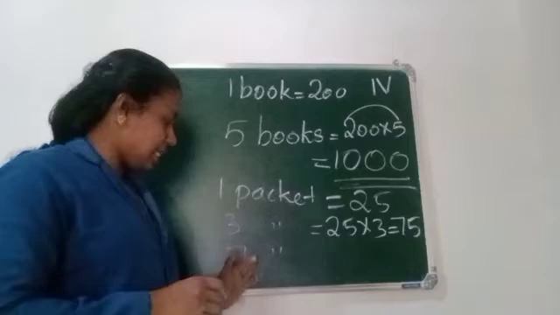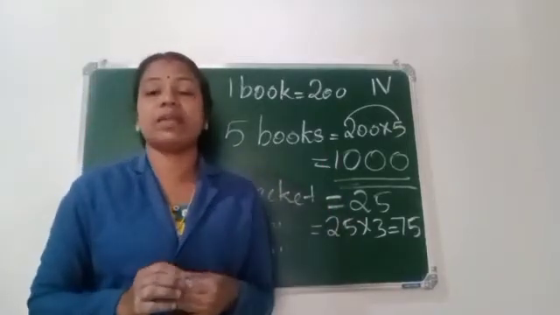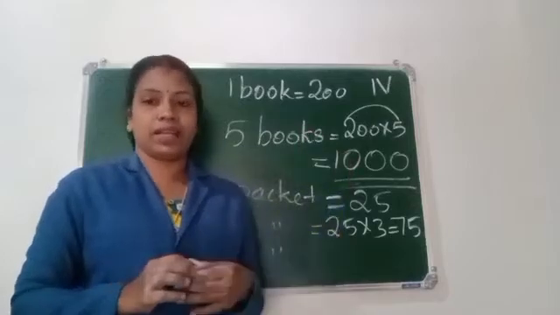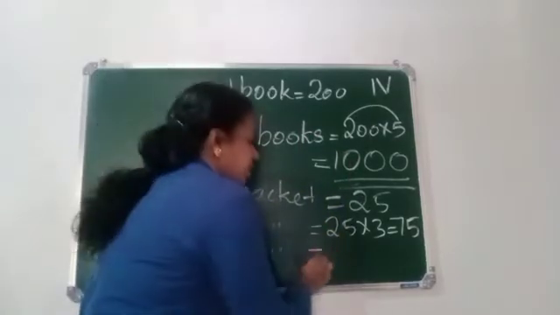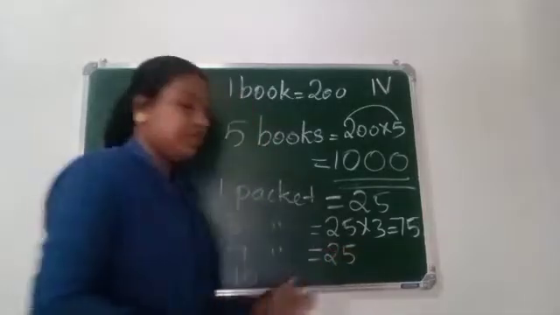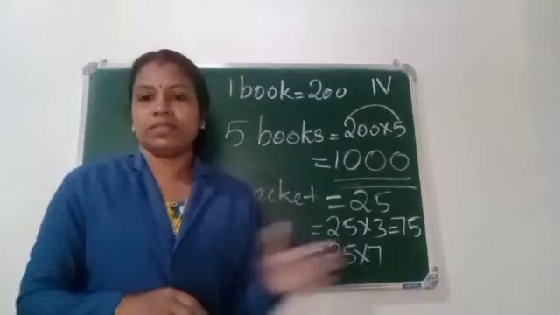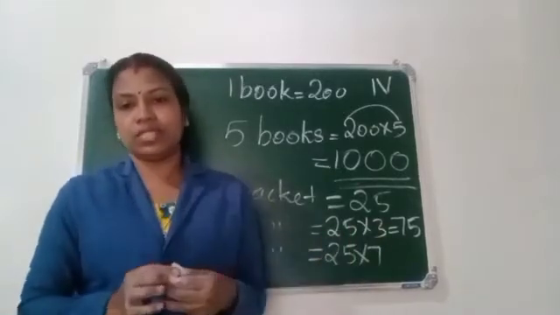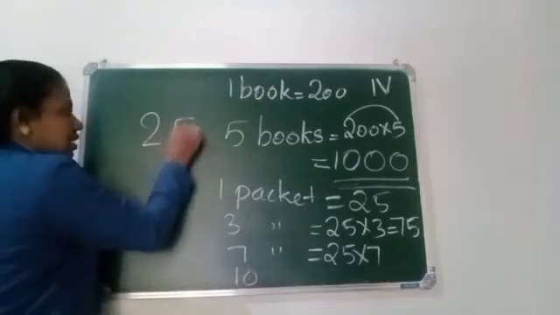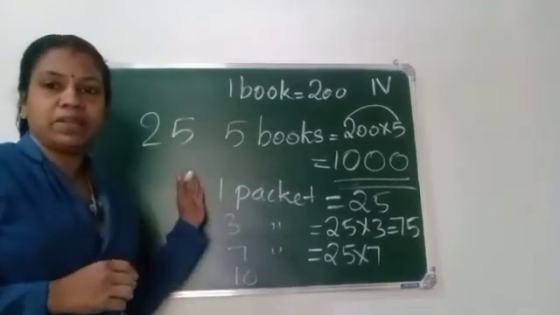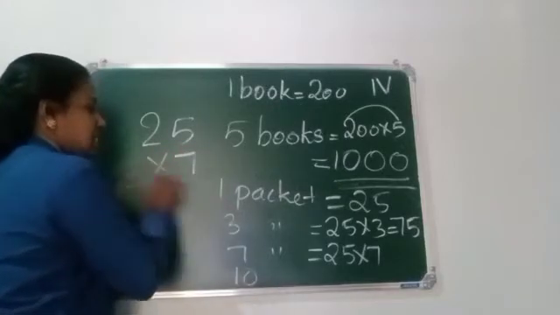Okay, then the next number is 7. Number of laddus in 7 packets. So what do we do? Yes, it is very easy to find the total number. Just multiply the numbers, 25 into 7. What is 25 into 7? Do you remember the multiplication? How will you multiply 2 numbers? Yes, first number 25, below write the second number 7.